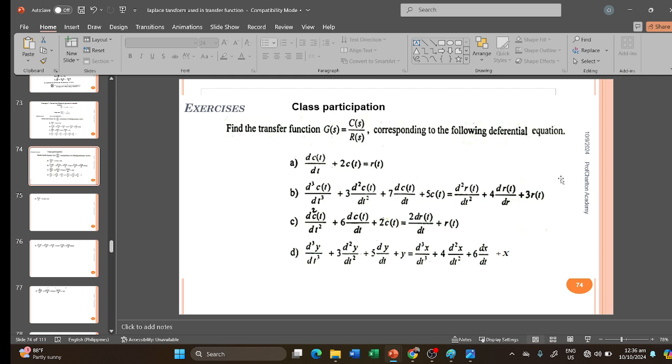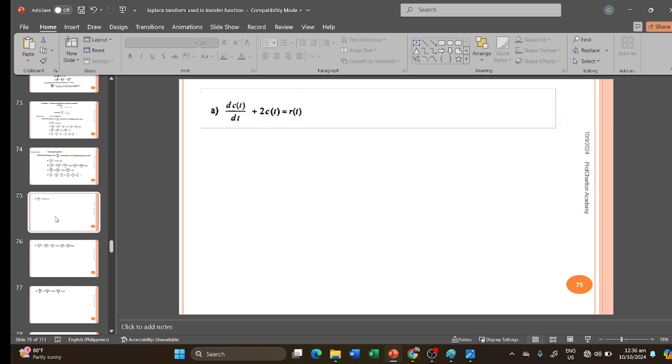So today, at this moment, we're going to do some exercises, and that is finding the transfer function C over R with the following differential equation. Basically, we're going to convert the differential equation to the so-called transfer function using Laplace transform, and we're going to start with this. The expression is d over dt C of t plus 2 c(t) equals r(t).